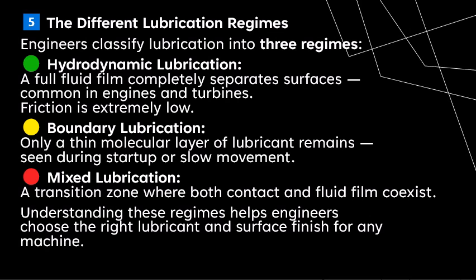The different lubrication regimes. Engineers classify lubrication into three regimes. Hydrodynamic lubrication, that is a full fluid film completely separates surfaces. Common in engines and turbines, friction is extremely low. We have boundary lubrication. Only a thin molecular layer of lubricant remains, seen during startup or slow movement. We have mixed lubrication, a transition zone where both contact and fluid film coexist. Understanding these regimes helps engineers choose the right lubricant and surface finish for any machine.